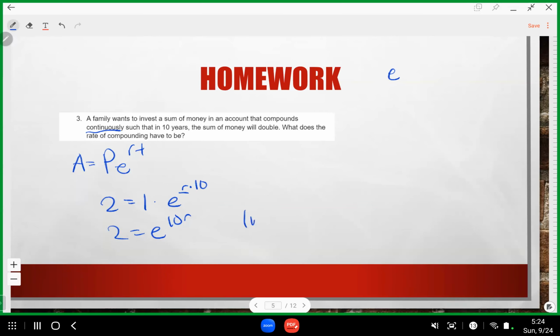Then you have to take the natural log of 2 is equal to 10R, so R is equal to natural log of 2 over 10. And we haven't learned that yet. We will next class though, I think. I forgot about that. Oh well, you just can't do this problem yet. But that's usually how you do it: R is equal to natural log of 2 over 10. But you don't know how to do it.